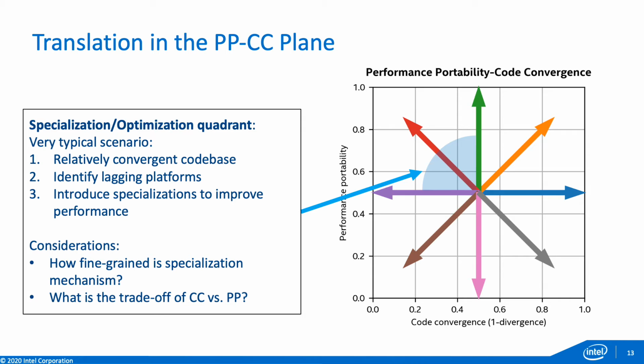Whereas if you have a very fine-grained specialization mechanism that just allows you to do a few lines at once, then you will see a much higher slope line where you're getting a lot of performance portability for relatively little divergence, right?